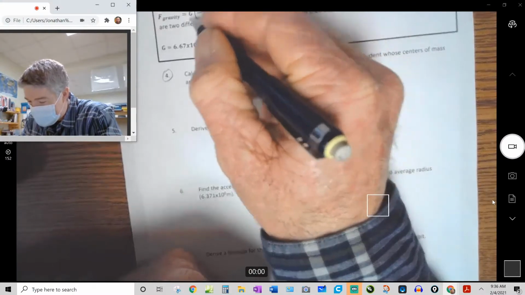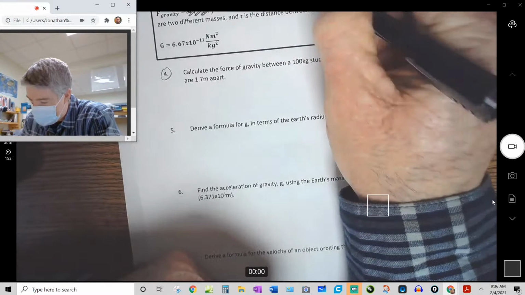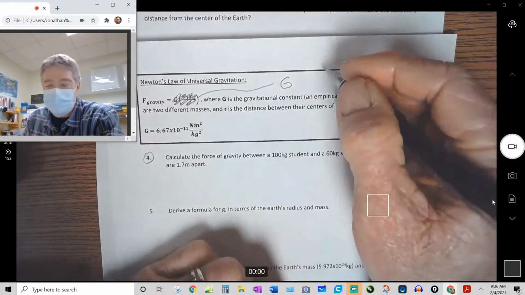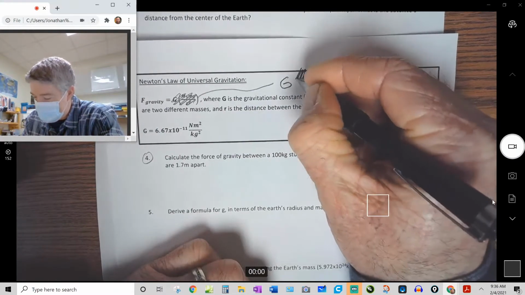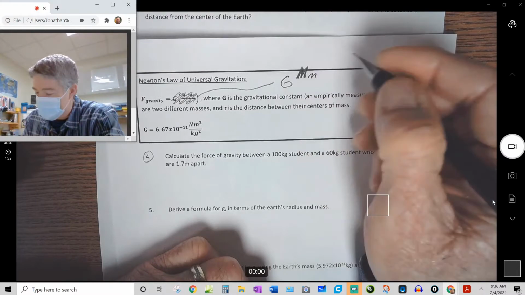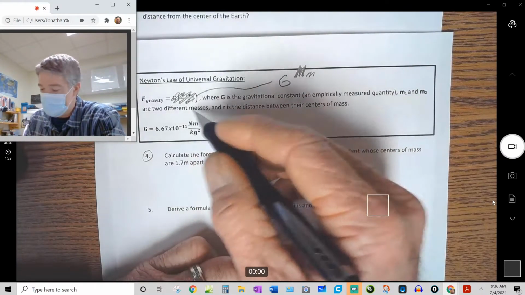I don't like the way I wrote that. I'm going to write it again up here. Big G times, basically there are two different masses. So sometimes I like to use a big capital M for one mass and a little m for the other. You could call it M1, M2. Here I kind of tried to do both, but I messed up.